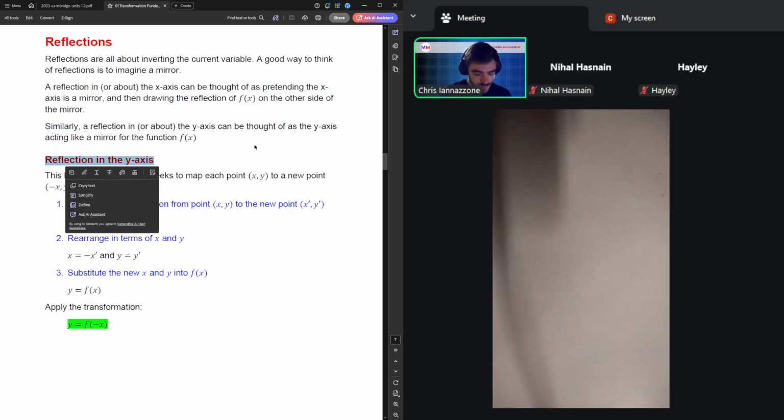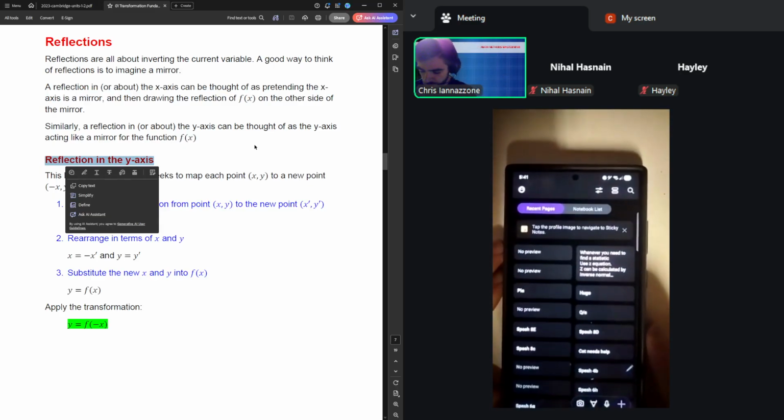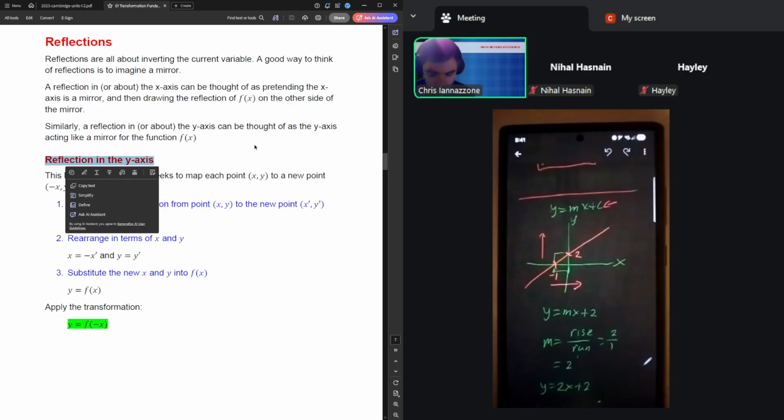like a mirror. So what I'll do at this point, I'll get my handwritten notes section up and I'll do a quick preview of what this sort of thing would look like.